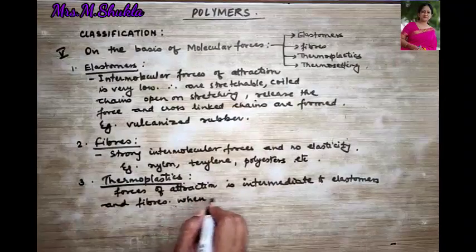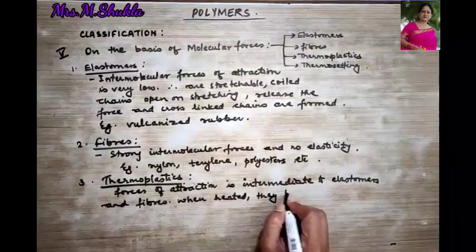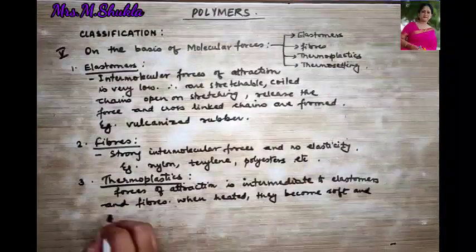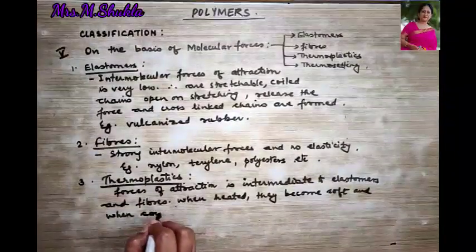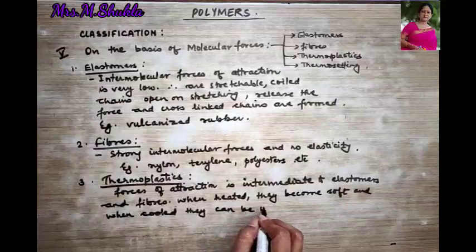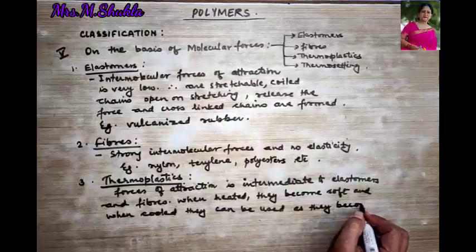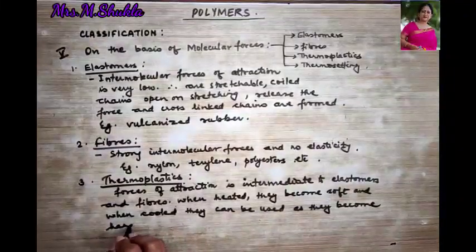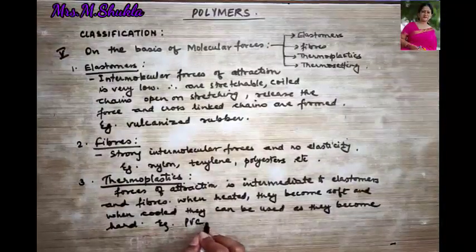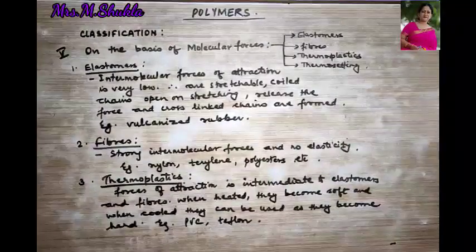So when heated they become soft, and when cooled they can be used as they become hard. Okay, so the example could be like your PVC, or it could be even Teflon. These are termed as thermoplastics.